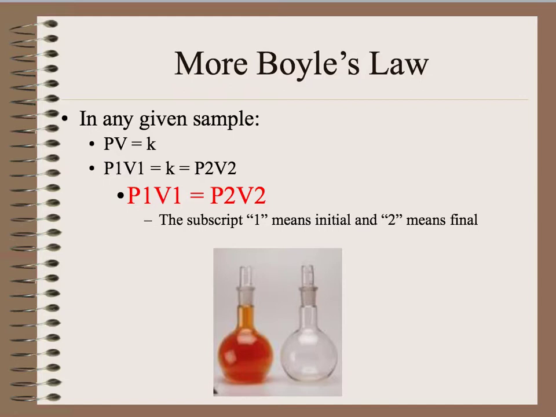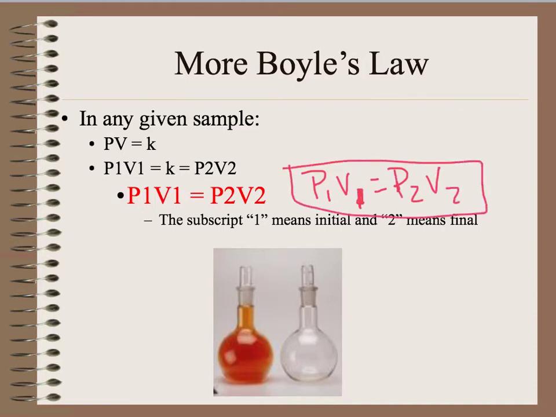And so really it'd be better written like this, P1 with the subscripts, P1V1 equals P2V2. And that is Boyle's law. And so that's what you should put for Boyle's law. Initial pressure times initial volume equals final pressure times the final volume.